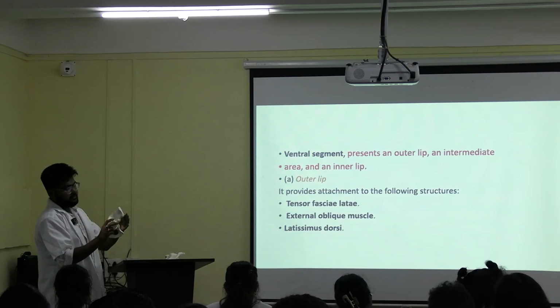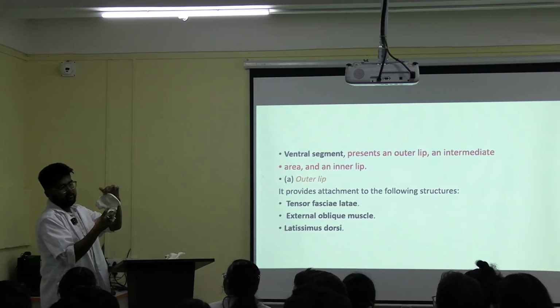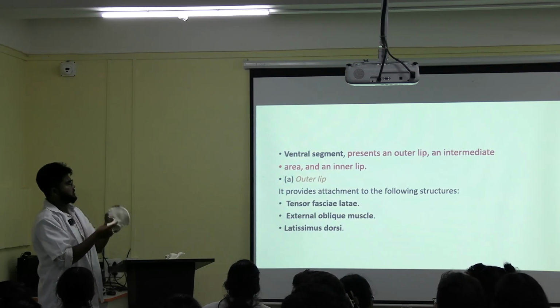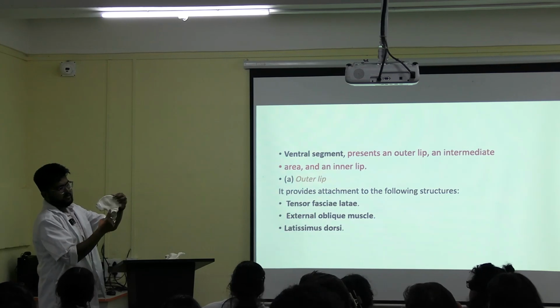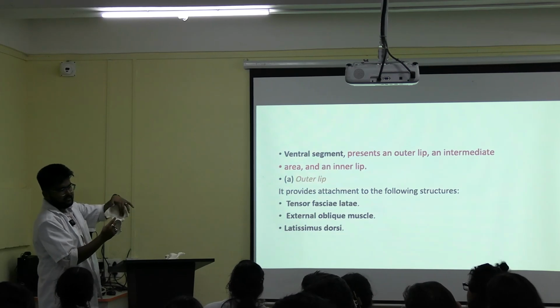See the ventral segment. This ventral segment is also divided into outer lip, inner lip, and one is intermediate lip. See, this is the outer lip. Here three muscles are attached: tensor fasciae latae, external oblique, and latissimus dorsi. Three muscles are attached here.